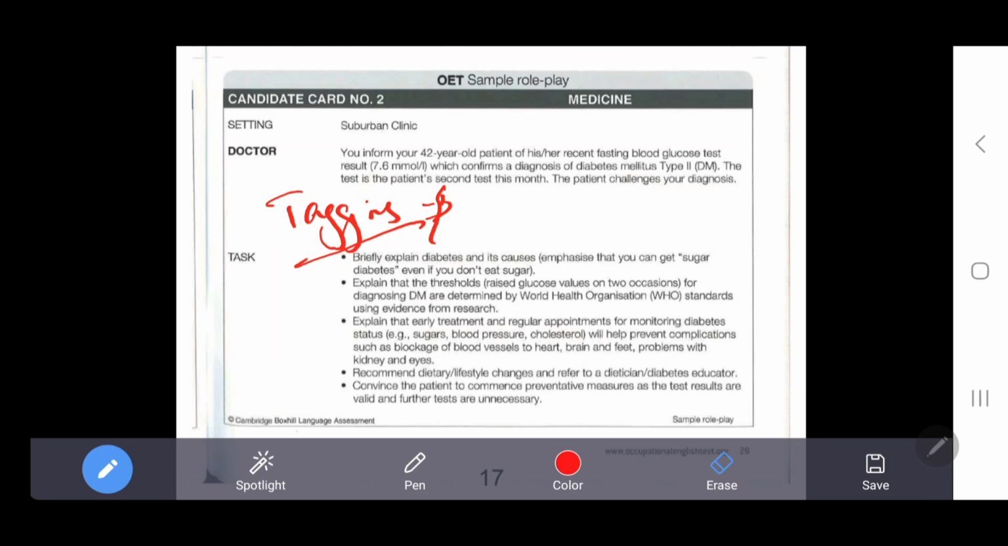Basically, as per the test that has been conducted two times, this condition is called diabetes mellitus. Have you ever heard this term before? Then the patient will tell you, well, yes, I have, or maybe I have not. Then explain to him in layman language. Because you have read the card, you can see that the patient challenges your diagnosis. So the diagnosis should be explained in a way that he might not give you a tough time.